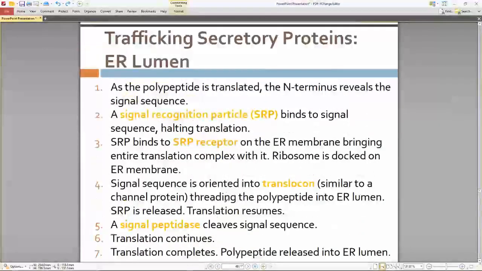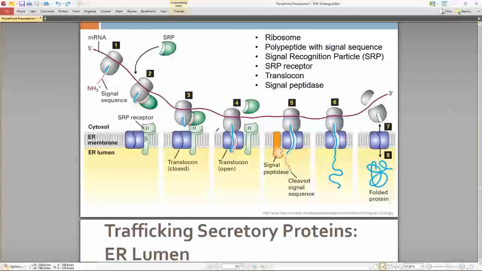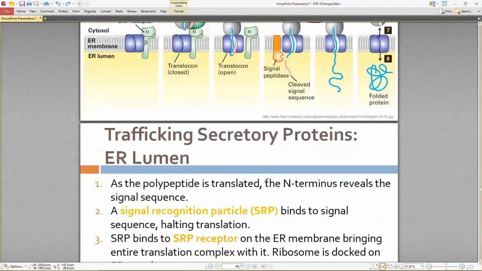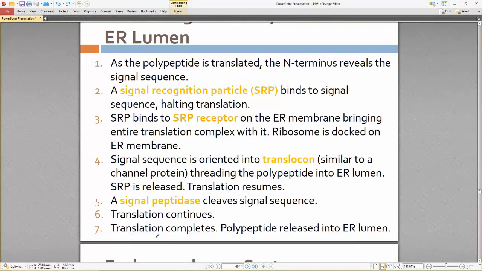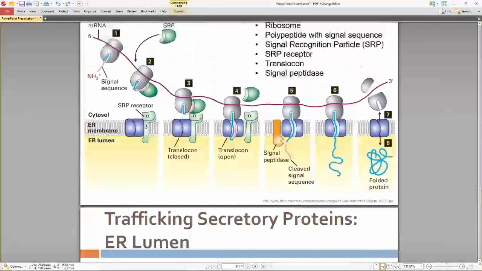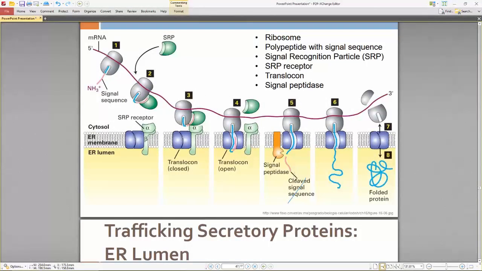Step 4. The signal sequence is then oriented into what is called a translocon, similar to a channel protein. You can think about it similarly. Then the polypeptide is threaded through this translocon into the ER lumen. Then the SRP is released and translation resumes. So this would be over here. Your polypeptide chain is threaded through this translocon into the lumen of the ER. Afterwards, something called a signal peptidase cleaves the signal sequence. Translation continues as normal, and when translation is complete, the polypeptide is released into the ER lumen.